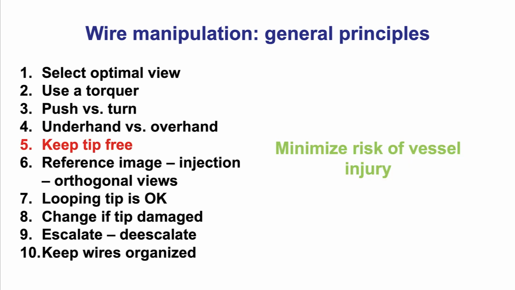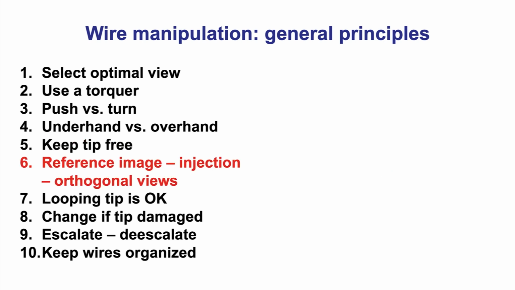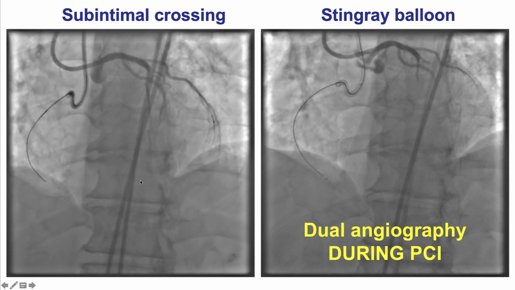The next one, number 5, is to keep the tip free. This minimizes the risk of vessel injury. The next one is to use a reference image when wiring and inject when needed to make sure that the wire is going in the right place, and especially using orthogonal views because a single projection can sometimes be misleading.